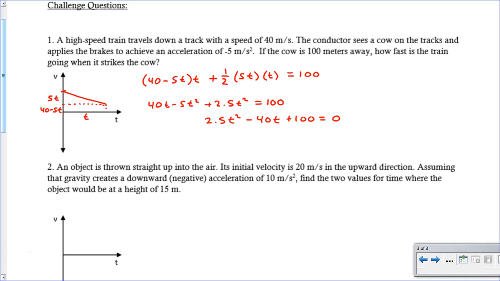Then you can do the quadratic equation on that, and you should find that t in this case equals 3.1 seconds. Once you have that, you can plug it in to find the final velocity. V final, we're going to take our initial velocity, which was 40, and subtract away what's missing, minus that 5t, so minus 5 times the 3.1. And what we end up with here is 24.5 meters per second.